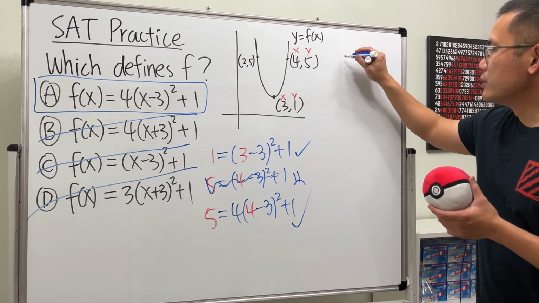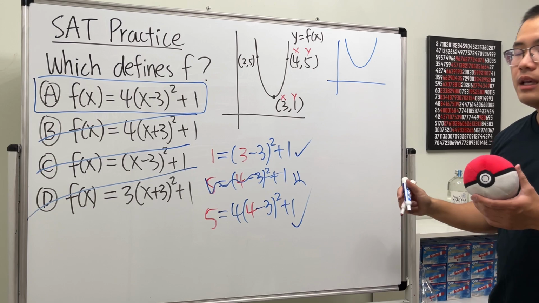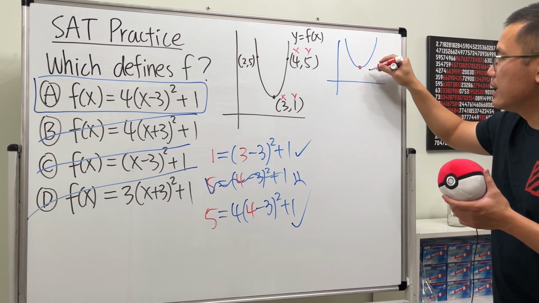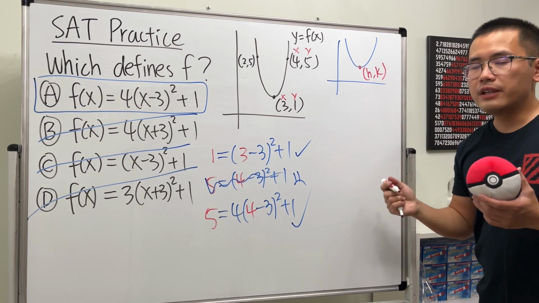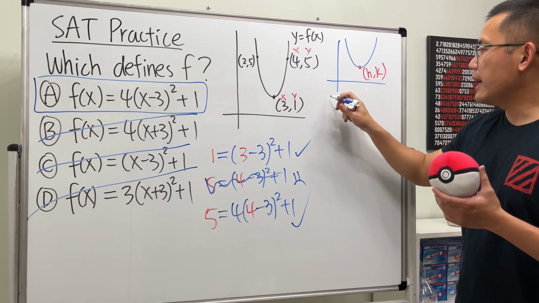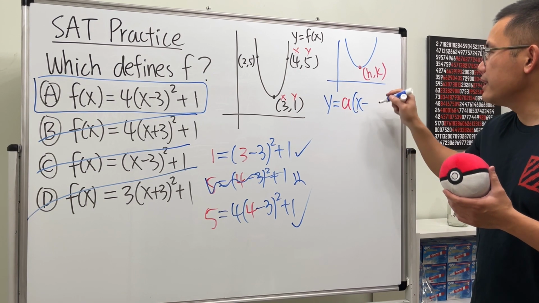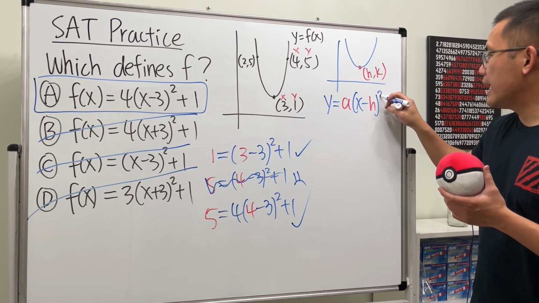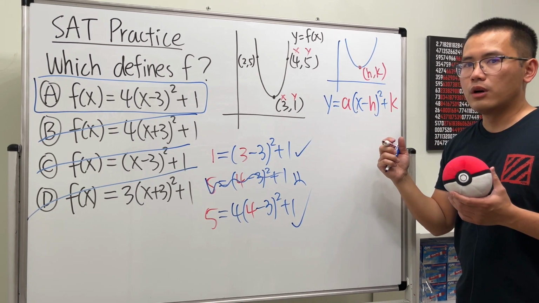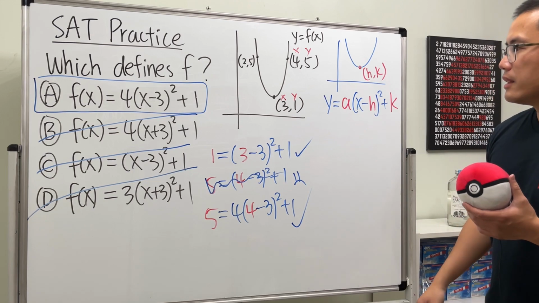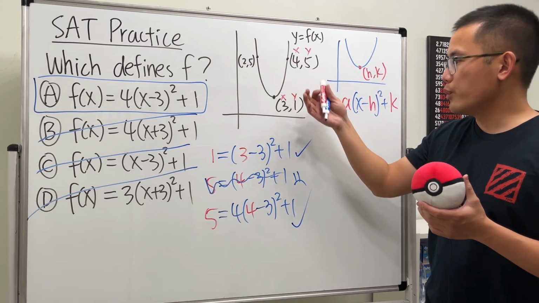Anyway, let me remind you guys, whenever we have a parabola, if we have the vertex, that's called the vertex (h, k). This is the vertex form of the parabola, and that is y equals a times (x minus h), and then we square that, and then we add the k. Again, this is the vertex form of the parabola. Now we can just use this as our blueprint to help us figure out the equation.